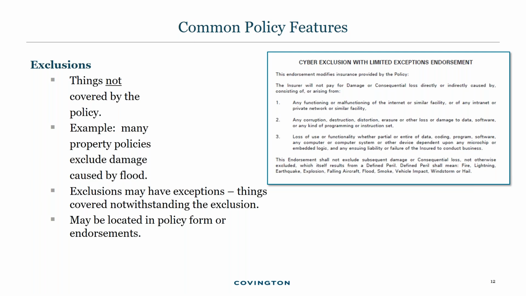The exclusion section can also contain exceptions to a particular exclusion. So it might say, for instance, we will not cover damage to your airplane, except under these particular circumstances A through C. This makes it clear that circumstances A through C are covered under the policy.